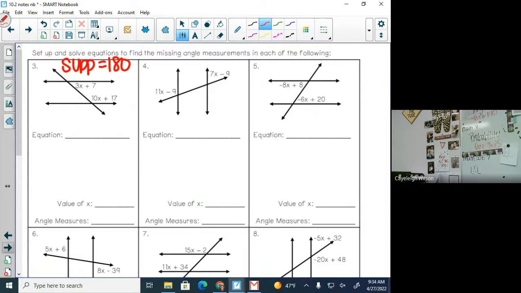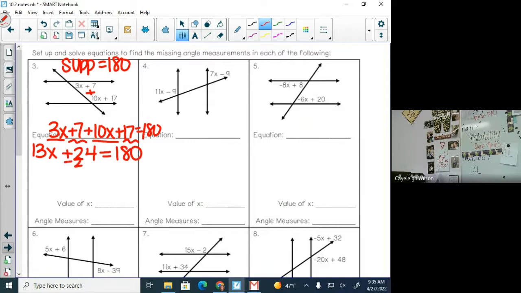All right, so we said that they equal 180, so when I add these together, they equal 180. Combine your like terms, so 3x plus 10x, that's 13x, 7 plus 17, that's 24, equals 180. Subtract the 24, so that's 13x equals 156. Divide by 13, and what's x? 12.